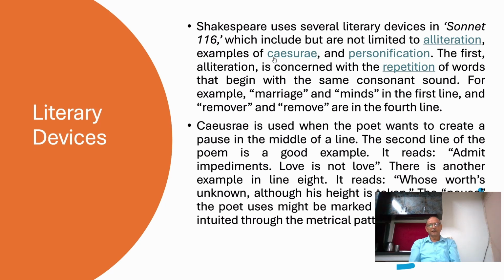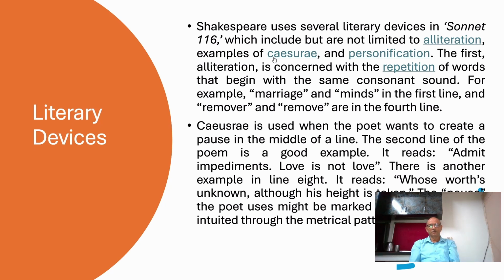Shakespeare uses several literary devices in Sonnet 116, which include but are not limited to alliteration, examples of caesura, and personification. Alliteration is the repetition of words that begin with the same consonant sound. For example, "marriage" and "minds" in the first line, and "remover" and "remove" in the fourth line.